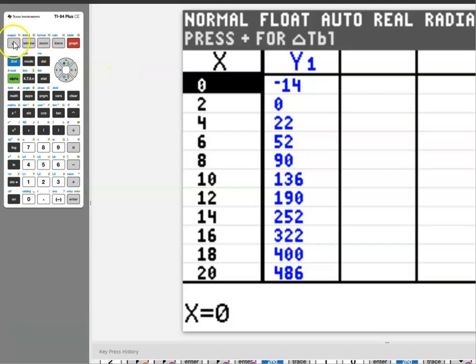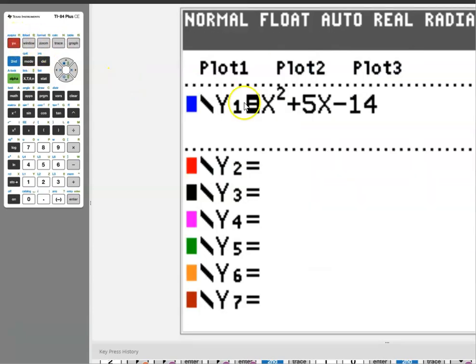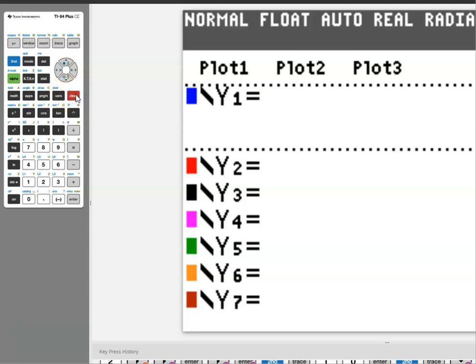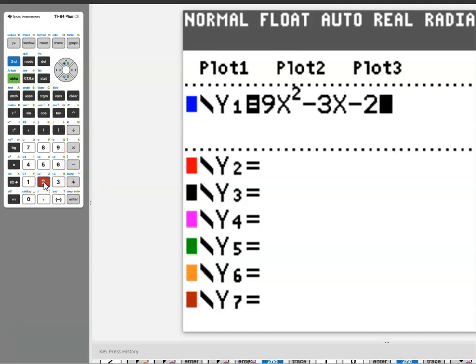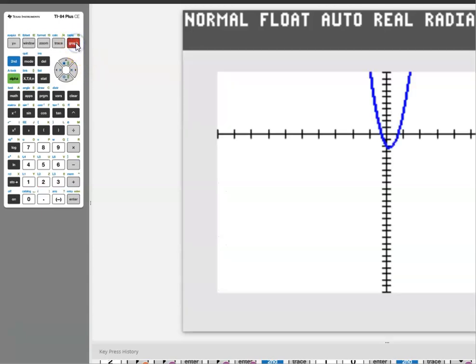So I'm going to go back up here. Remember, I no longer want this equation. I'm going to come over here and say clear. Now I'm going to type in 9x squared minus 3x minus 2. Okay, I'm going to graph that little puppy.